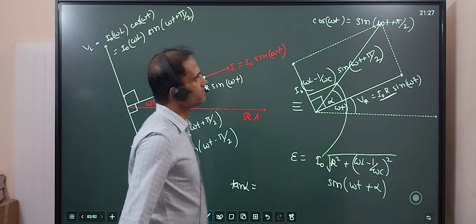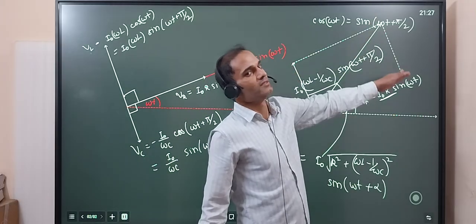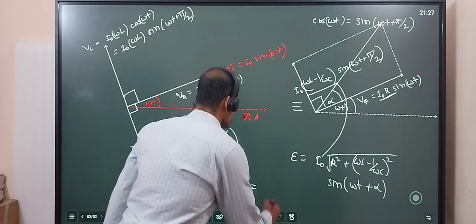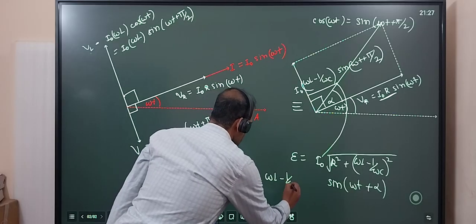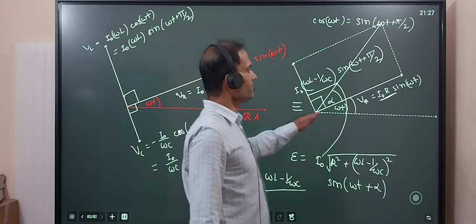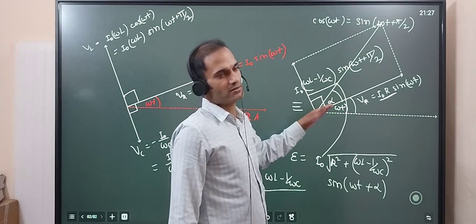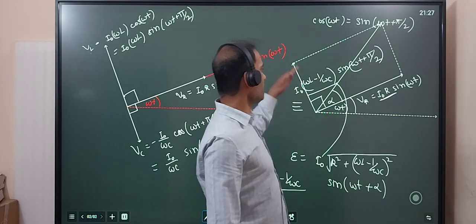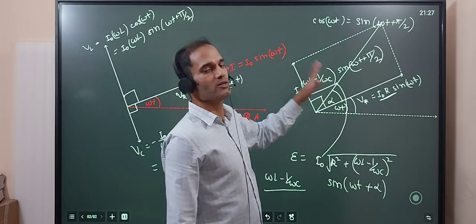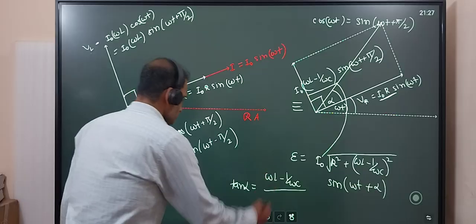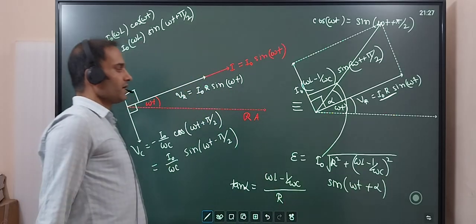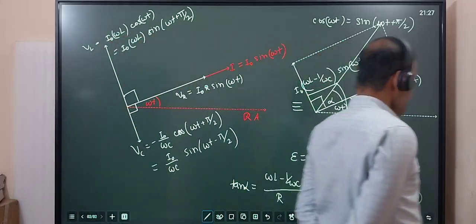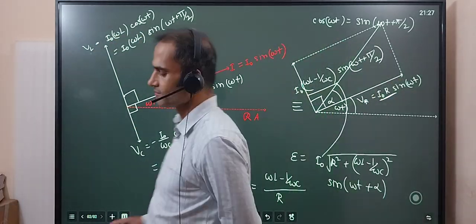Tan alpha will be this length, which is omega L minus 1 by omega C, divided by this length, which is R. It is I naught R, and this is I naught times (omega L minus 1 by omega C). Okay, this is our alpha.